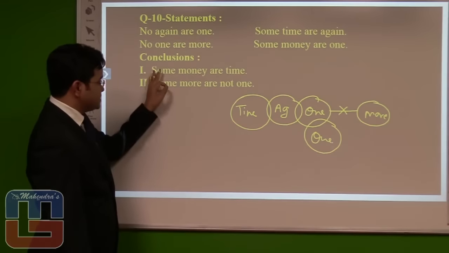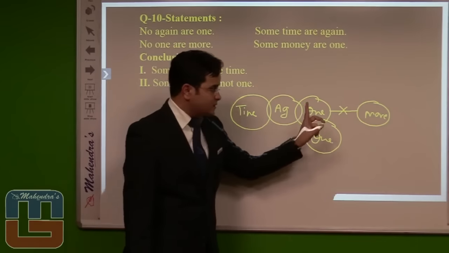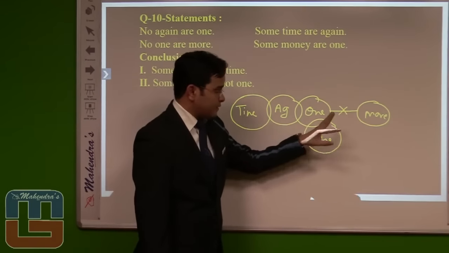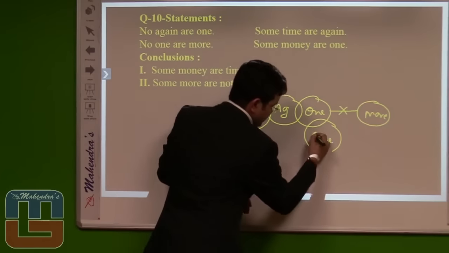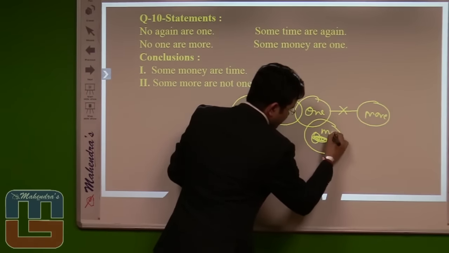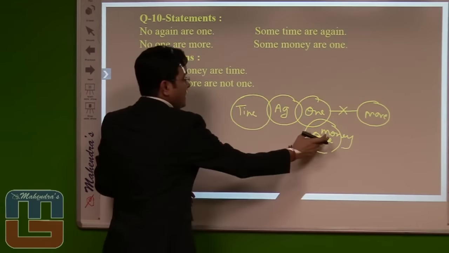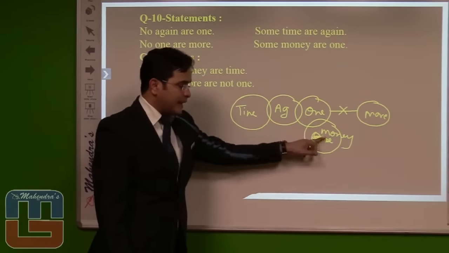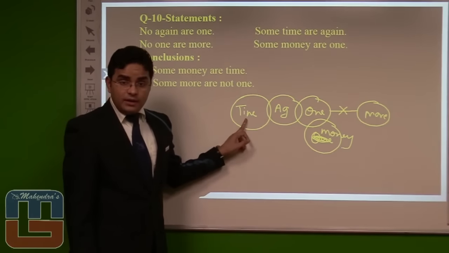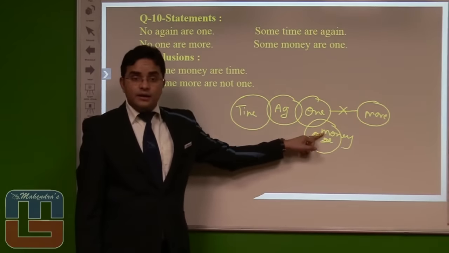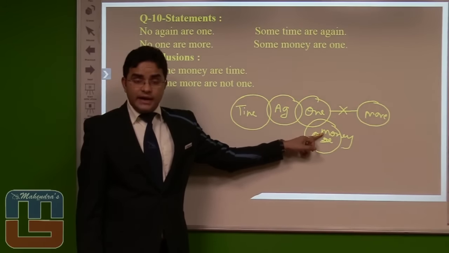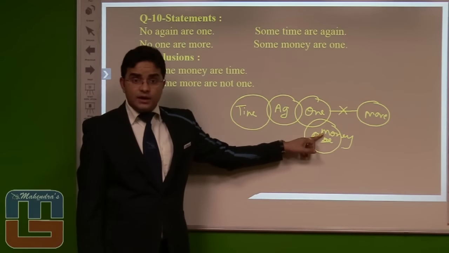So read out the first conclusion. Some money are time. It is saying some money are time. Here again you can check between time and money. Neither direct relation nor indirect relation is given. What I said, if there is neither direct nor indirect relation, then any definite conclusion given there will not follow. We cannot make any confirmation between those two elements. But if there is a possibility, that will follow definitely.